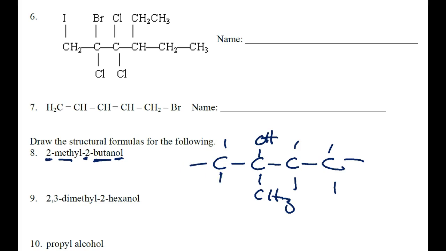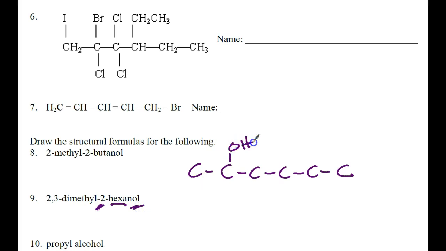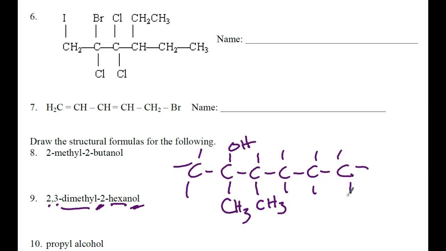Let's look at number 9. Number 9 is 2,3-dimethyl-2-hexanol. Hex is 6: 1, 2, 3, 4, 5, 6. So on the second carbon, there's an alcohol group. There's my alcohol group. 2,3-dimethyl, so there are 2 methyl groups. One's on the second carbon, one's on the third carbon. I like to draw the H3s in there. It makes me happy. It feels complete, like a nice set of brushed teeth.